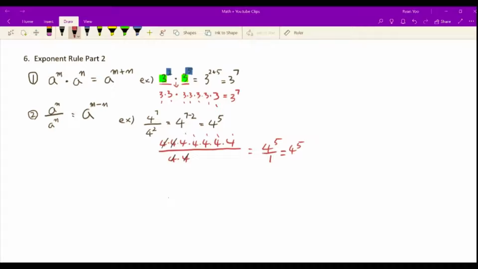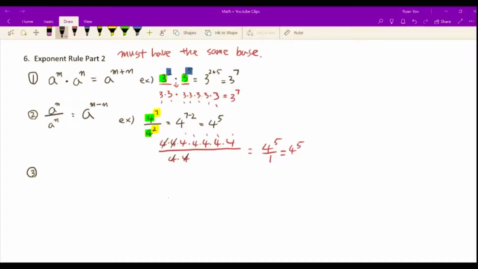So in short, let me highlight. When you have the same base, you have to have the same base for the exponent rule. You are going to subtract the exponents, 7 minus 2, but always top minus bottom. So let's write that. Exponent rule, let me write big: must have the same base.